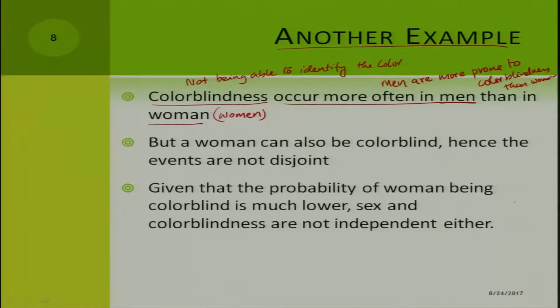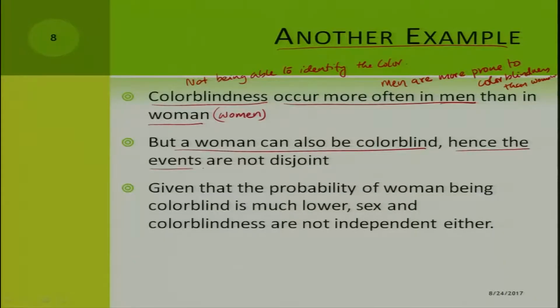That means a woman can also be color blind. Saying men are more prone does not mean that a woman can never be color blind. She can also be color blind, and if that is the case, then the events are not disjoint. Why? Because disjoint, as we remember from earlier, cannot happen at the same time, but a woman can also be color blind, so they are not disjoint.